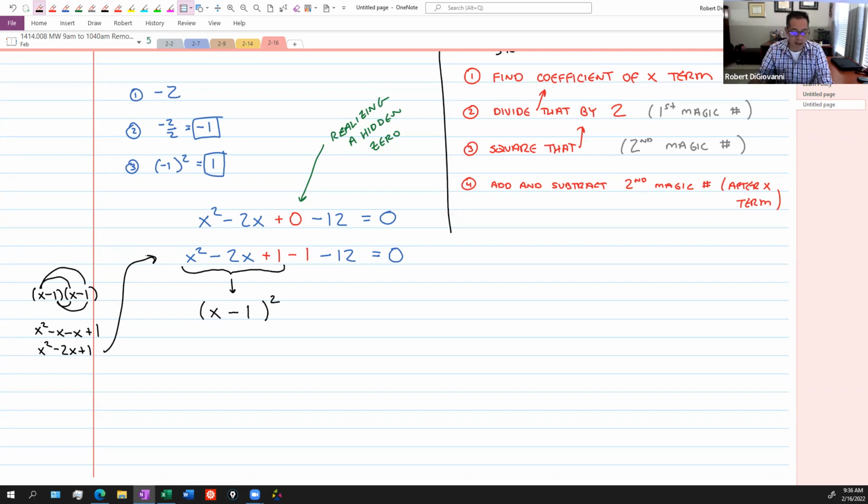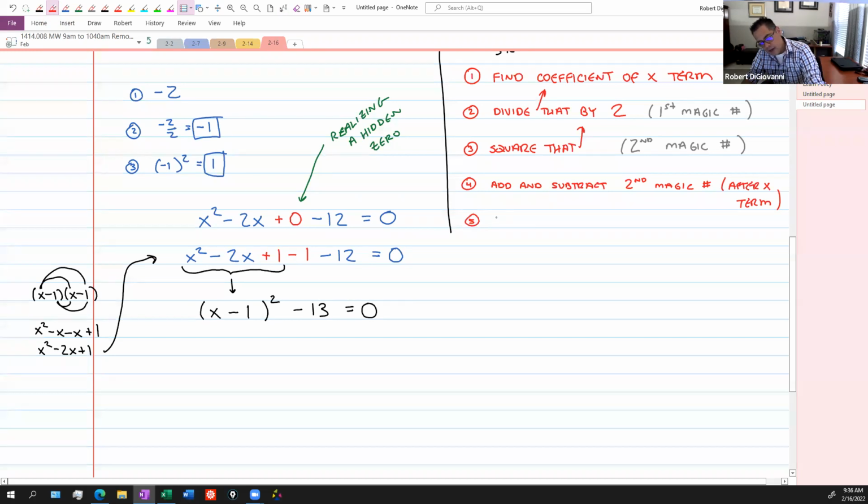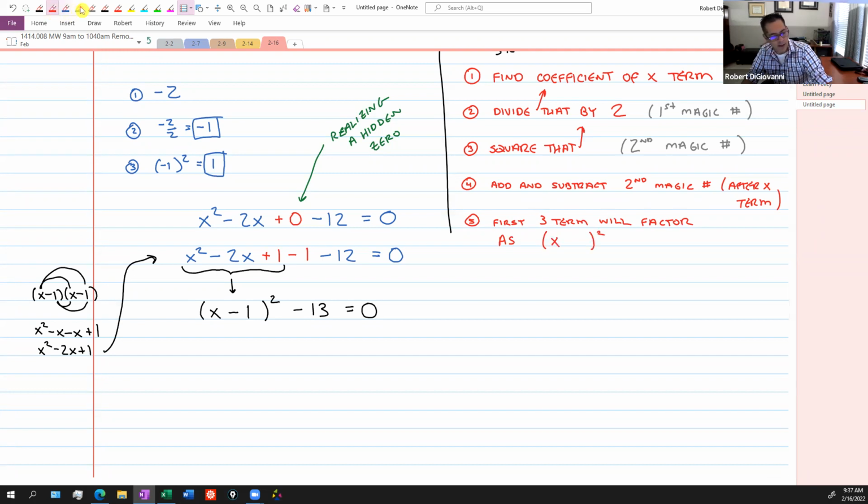Now, what do you still have remaining over here, though? Minus 1 minus 12, right? So now you still have minus 13 equals 0. So what was that fifth step? The fifth step was the first three terms will factor as x and then something squared, and that will be the first magic number.